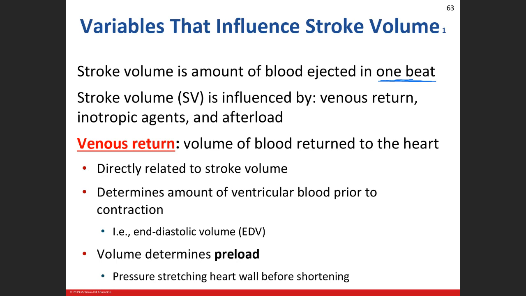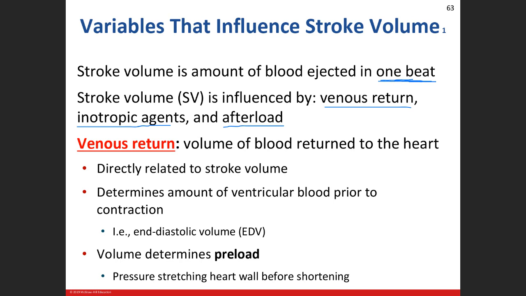Okay, so there's three things that are going to influence our stroke volume. Venous return, the amount of blood coming into the heart. Inotropic agents, think of contractility. How can we make the cardiac muscle cells contract more effectively or less effectively? And then finally, afterload. What is outside the heart? What's in the systemic circulation or the pulmonary circulation?